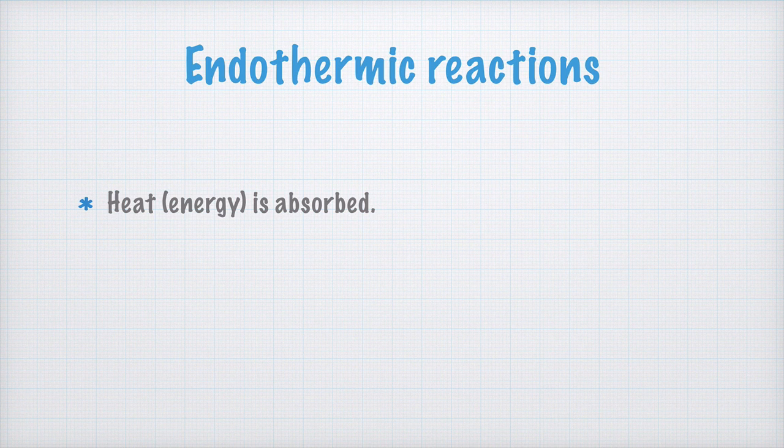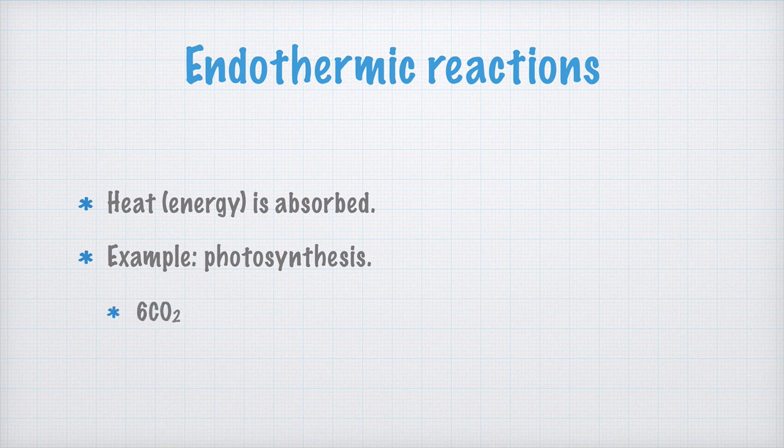In endothermic reactions, heat goes into the reactants and is therefore absorbed. My favorite endothermic reaction is photosynthesis. In this reaction, 6 carbon dioxide molecules react with 6 water molecules, and with help from the energy in the sunlight, glucose, C6H12O6, is formed. And well, yeah, 6 oxygen molecules are also released as some kind of byproduct.